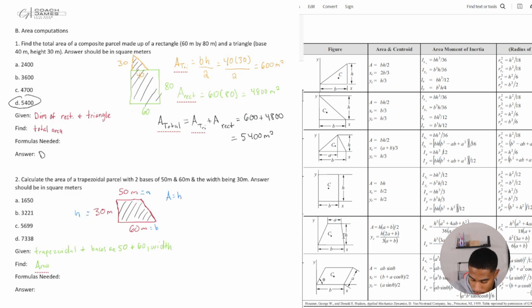So now it's just a matter of putting it all together. Area equals H times A plus B, all divided by 2. Area is equal to, what's H? 30 times A plus B, 50 plus 60, all divided by 2. For this one, I get 1,650 meters squared, or A. Alrighty.